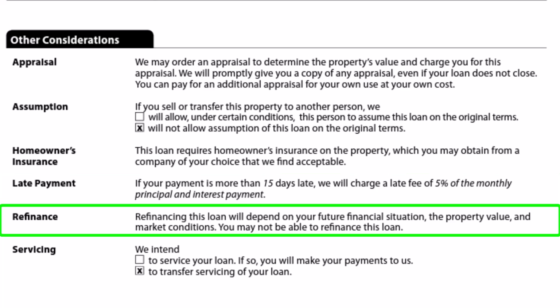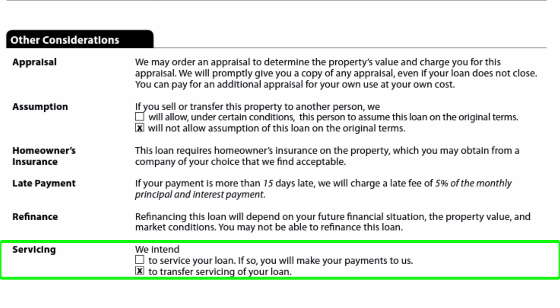Next is refinance, and this is the process of swapping your current mortgage loan for a new one. Various factors can affect your eligibility for a refinance, such as market instability, property value changes, or changes in your financial situation. Next, we have servicing, and this is the process of managing your loan payments. In this example, there are checkboxes that allow the lender to either service the loan themselves or transfer the servicing to a third party. So when you hear that my loan is sold, the loan is not sold, it's the servicing that gets sold.